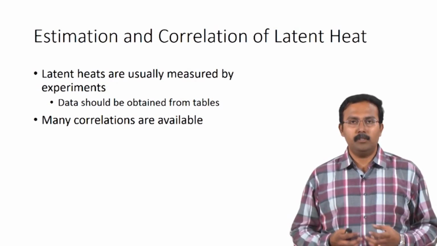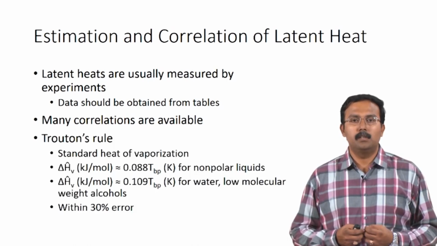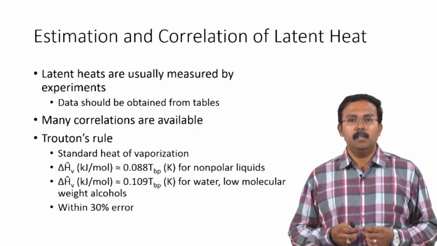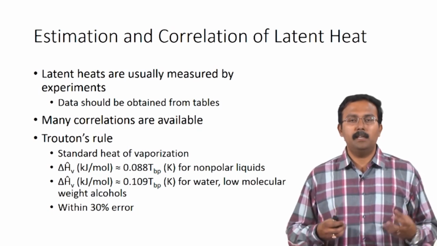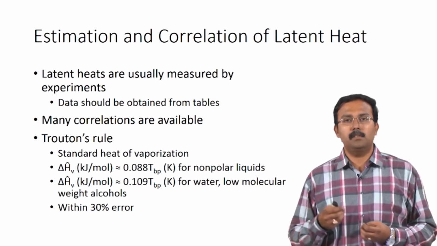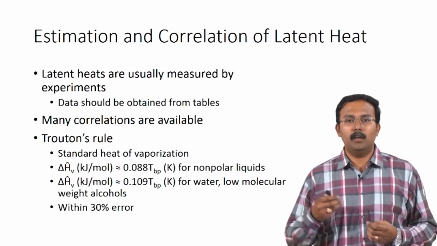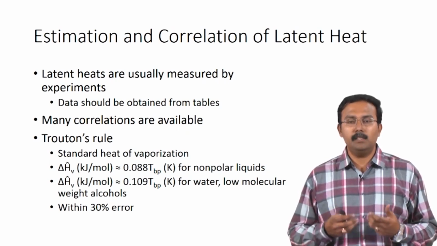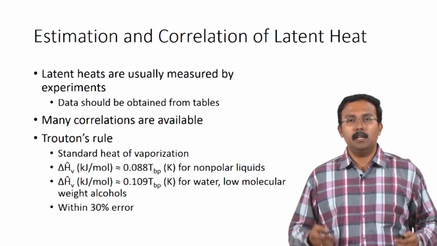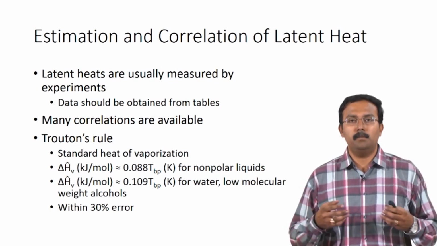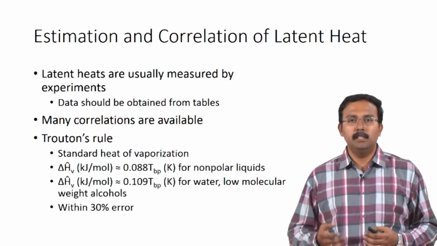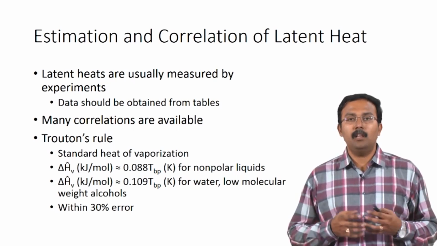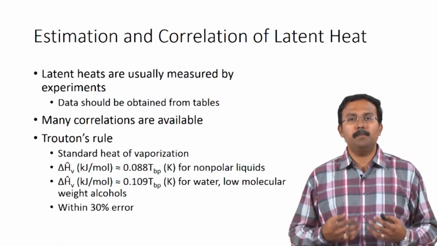The first and the simplest correlation that can be used is Trouton's rule. This is used for estimating the standard heat of vaporization. Heat of vaporization for nonpolar liquids can be given as 0.088 times boiling point, and for water and lower molecular weight alcohols it can be calculated as 0.109 times boiling point. Here the boiling point temperature has to be used in Kelvin, and this will give you the heat of vaporization within about 30% error. So, this is not the most accurate method, however, it is the simplest thing to use.